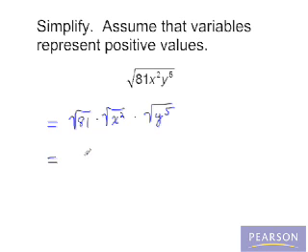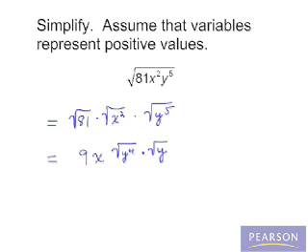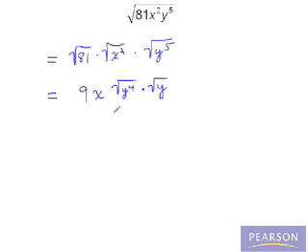So we know the square root of 81 is 9, and we know that the square root of x² is x. However, y⁵ is not a perfect square. However, we can take the square root of y⁵ and think of it as being the square root of y⁴ times the square root of y. If we multiply these two radicals back together again, we will get the square root of y⁵, and the square root of y⁴ is a perfect square.